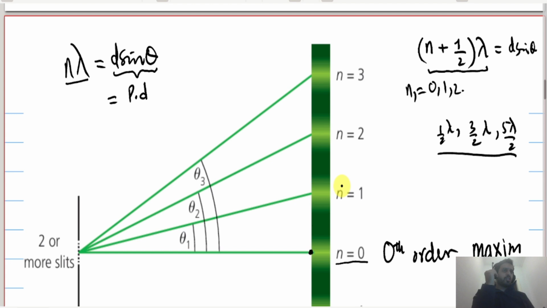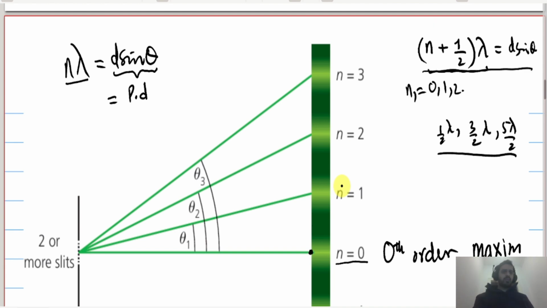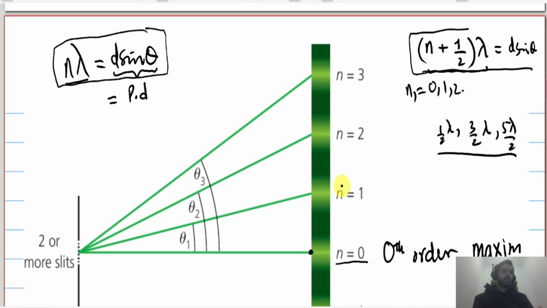I thought I should explain this difference, because I've seen some questions in past papers in which they ask about the dark spots, and what students do is they use this equation instead of using this one, and they get wrong answers. So you have to be careful. If they are talking about maximas and not minimas, you have to use this equation. But if the question is about minimas, then you have to modify your equation and use this one.